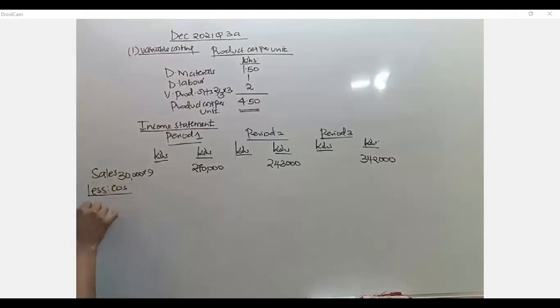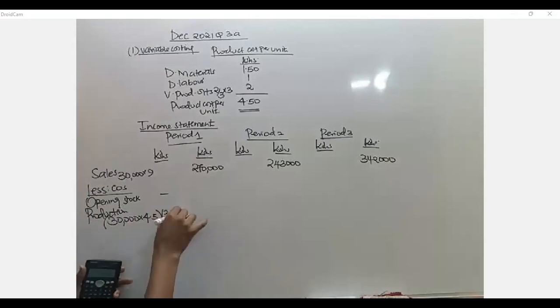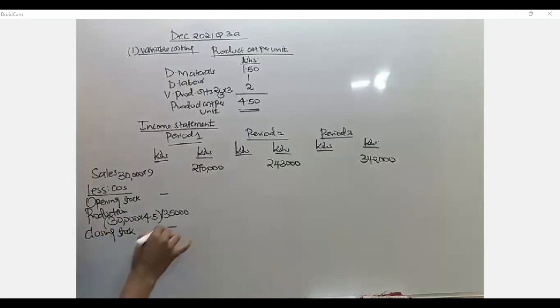Let us less the cost of sales, and you're going to start with the opening stock. For the first period, we don't have the opening stock, since the examiner is showing a dash. We go to the production. We were able to produce 30,000 again, then you multiply by 4.5. 30,000 times 4.5, we are getting 135,000. Then you go to the closing stock, which we don't have.